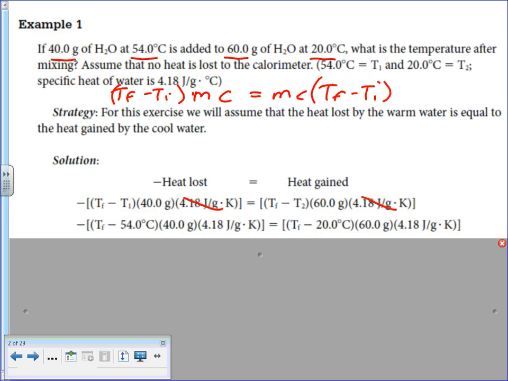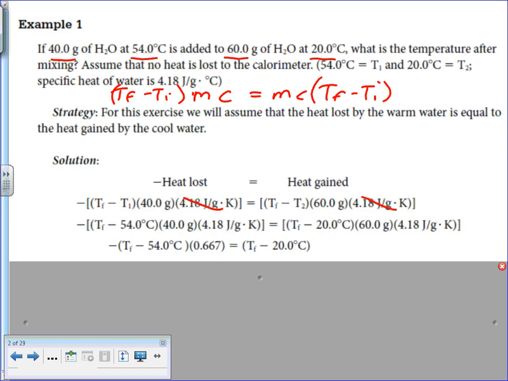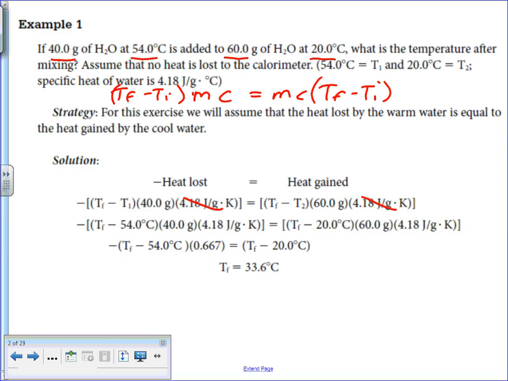Whenever you're looking for your T finals, it's going to be some FOILing and some subtracting, and then you're going to find what T final is. That process makes sense. That's really the only equation you can use because that's the only thing with T final in it. From there, you can see the manipulation of math here. Your 40 grams and 60 grams get combined to be 40 divided by 60, which is 0.667, and then T final minus 54, and T final minus 20. Then you distribute this 0.667, combine your like terms, your T finals, and solve for T final, which is 33.6.